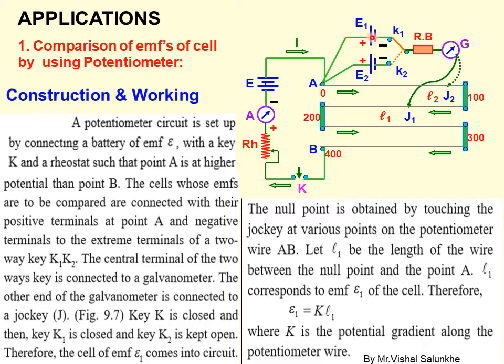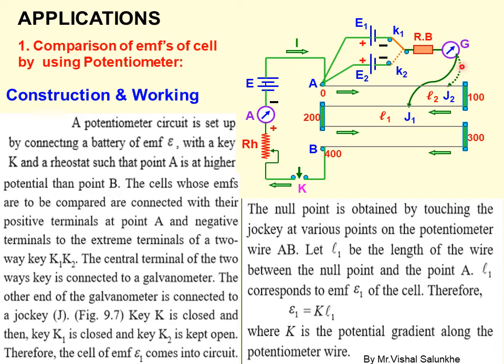Then the negative terminal of the cell E1 is connected to key K1, and the negative terminal of the cell E2 is connected to key K2, and both are connected with a two-way key. I'll be explaining what a two-way key is in the physics lab. This two-way key is further connected to a resistance box, then a galvanometer, and then a jockey.